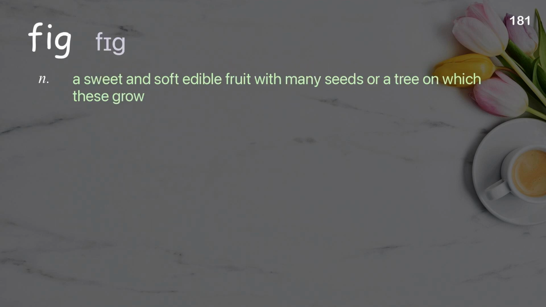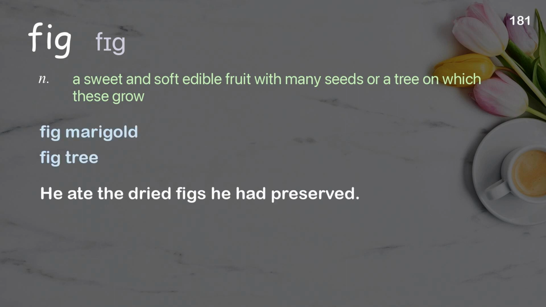Fig. A sweet and soft edible fruit with many seeds or a tree on which these grow. Examples: Fig marigold, fig tree. He ate the dried figs he had preserved.